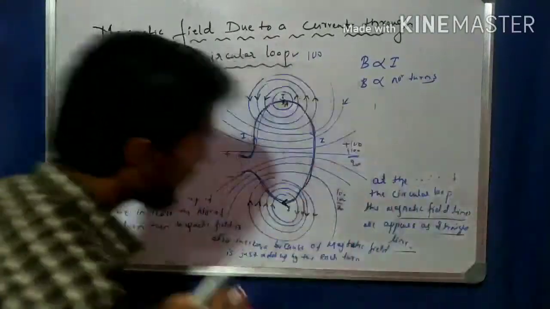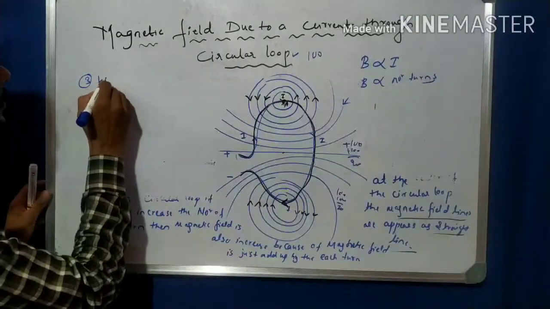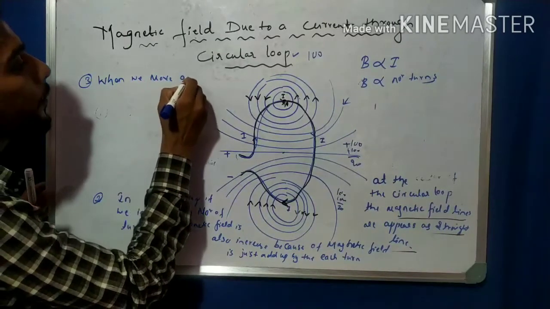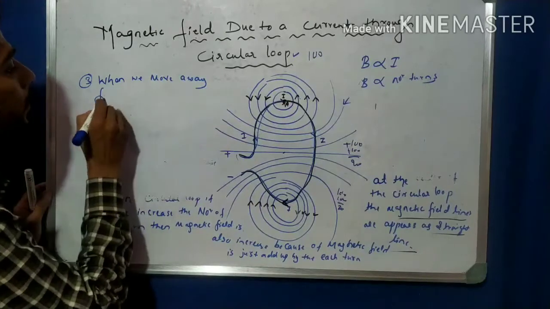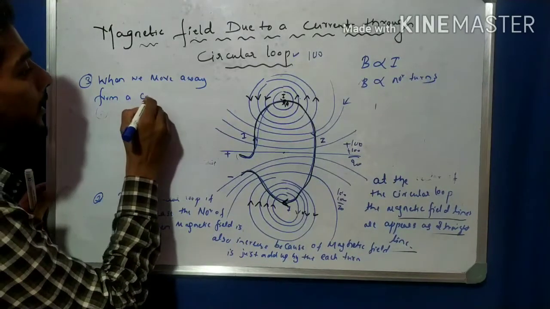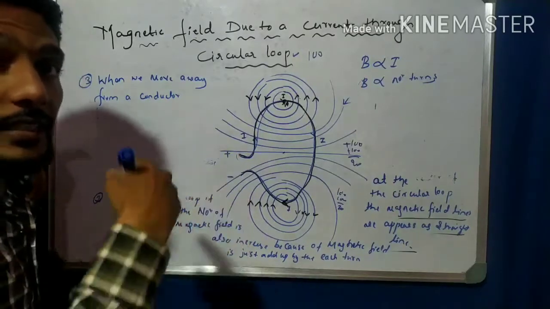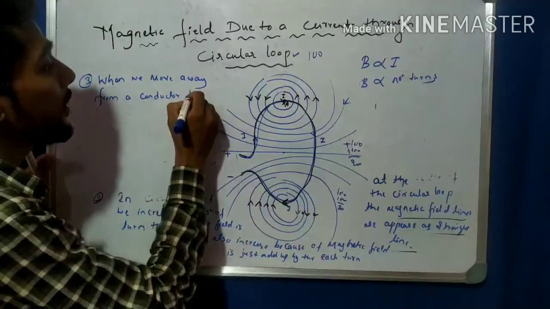Third point is very important. Right here, when we move away from a conductor, move away from a conductor means an increase in the distance.